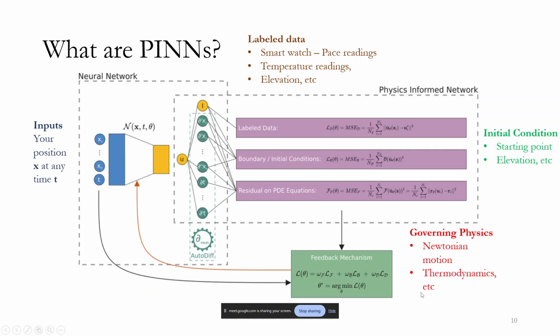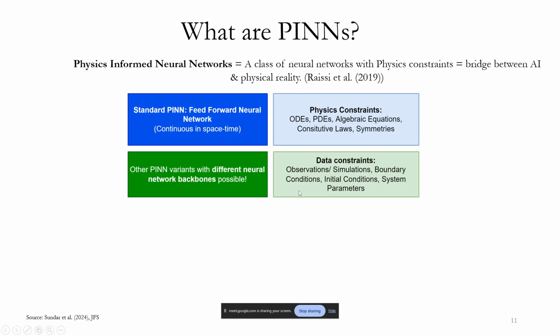Now these physics constraints can be expressed as ordinary differential equations or partial differential equations or algebraic equations or some sort of constitutive laws. Let's say if you're looking at material properties, they often have some sort of constitutive laws, or you could also encode some sort of symmetries, like you're going to have fractality in some sort of process, etc. And so these kinds of physics-based constraints can be brought in.